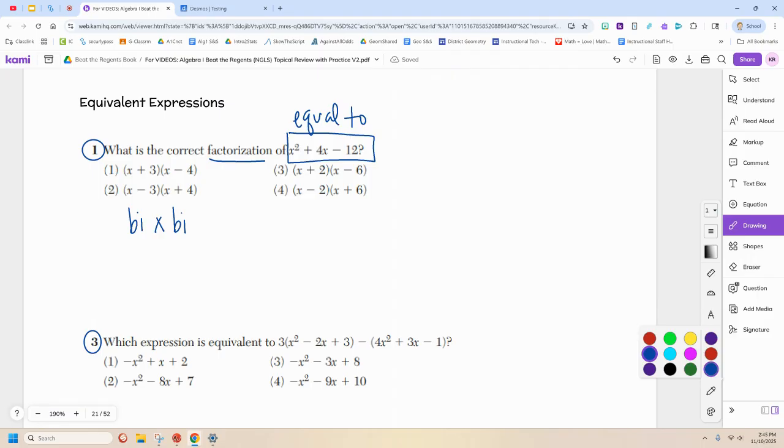Then we have 3s and 4s, and we have 2s and 6s. Well, that makes sense because 3 times 4 is 12, and 2 times 6 is 12. But we need to also get a positive 4 here in the middle for the add. So let me show you on Desmos how we can do this problem and kind of cheat it so we don't necessarily have to do the factoring process.